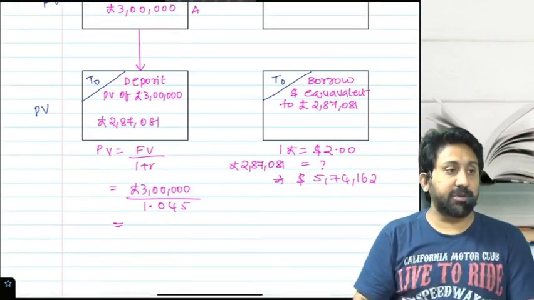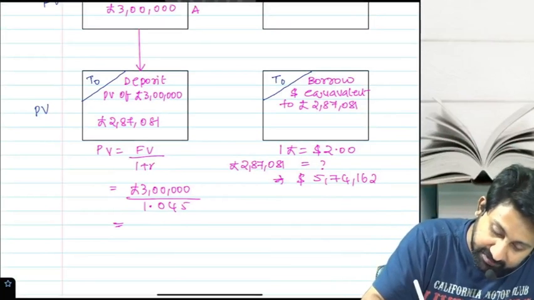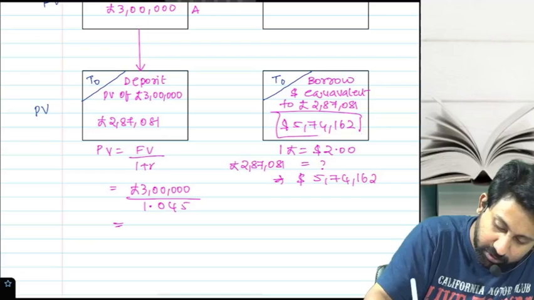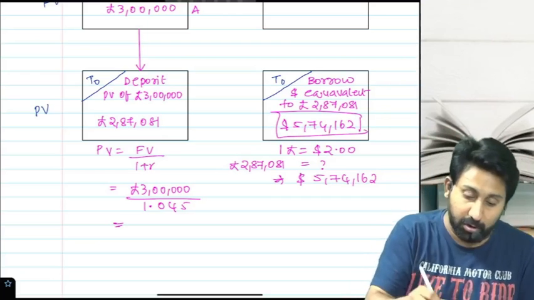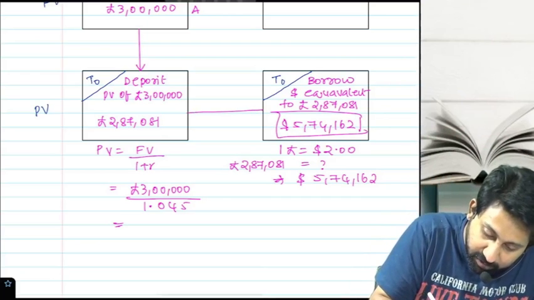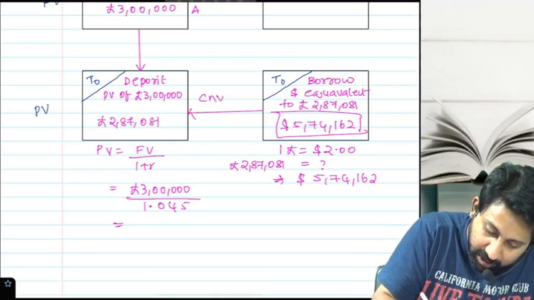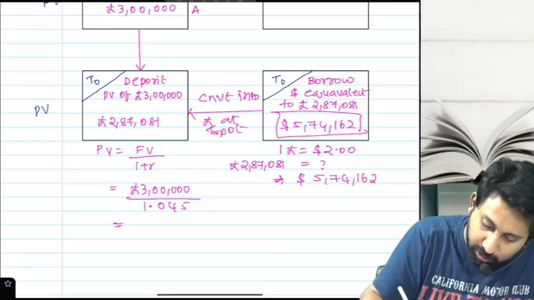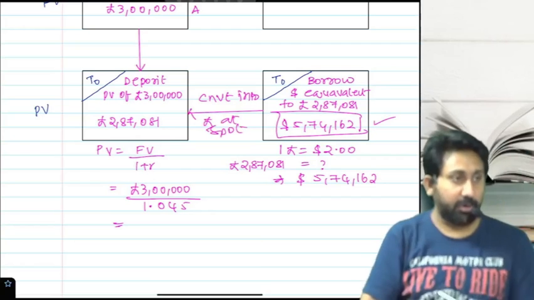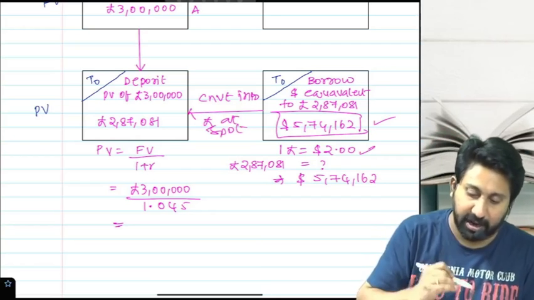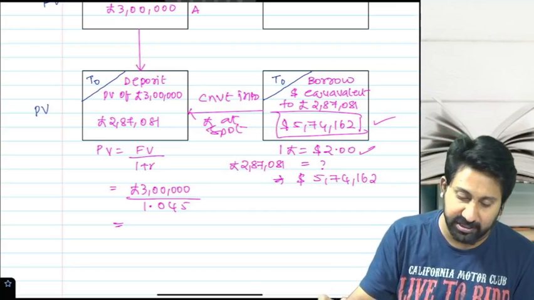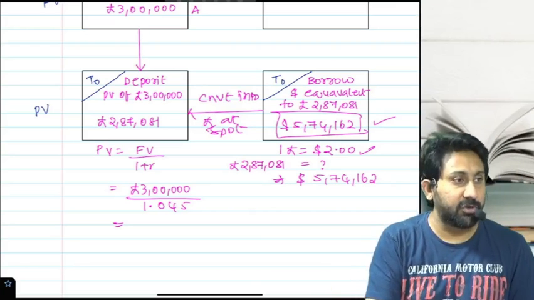What is this 574,162? It is the amount that you need to borrow. After borrowing, what will you do? Convert into pounds at the spot rate. So you will first borrow this much amount, and at the spot rate you will convert. 574,162 divided by 2 gets converted into 287,081.